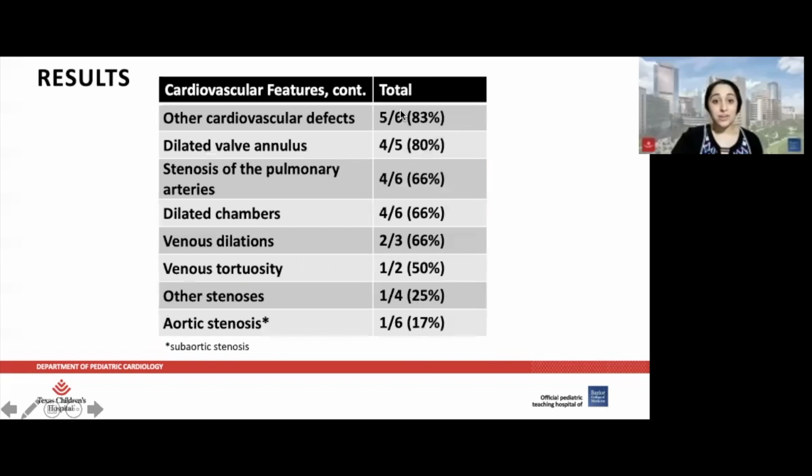I just want to make a quick note that the total shown here represents the number of features with specific features compared to those that we had documentation for. So there are some patients that documentation was not available for us. And so from this table, we do see that 5 of our 6 patients had other cardiovascular defects, which included PFOs, open PDAs, VSDs, duplicated renal arteries, and so forth. 4 of our 5 patients had dilated valve annuli, with 1 unknown due to no documentation. And 4 of 6 of our patients had stenosis of the pulmonary arteries.